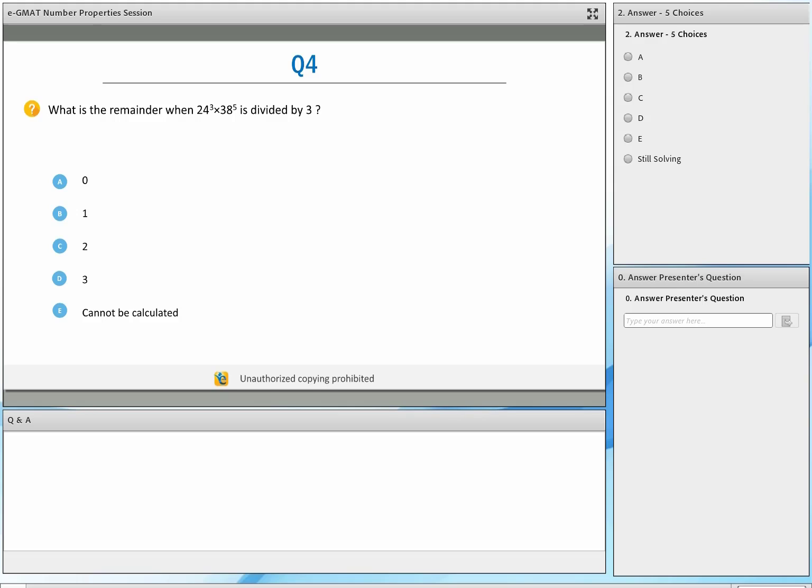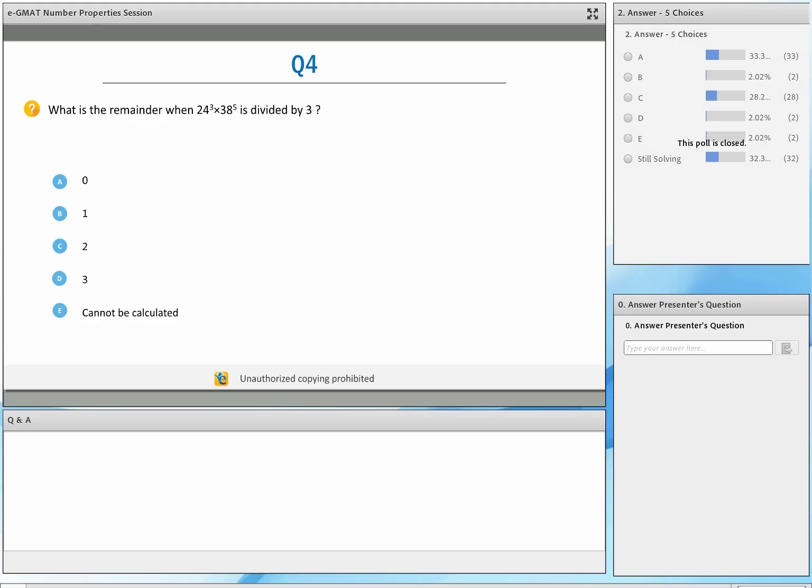All right, I'm going to end the poll here. I don't want to give you guys as much time for this question. And this is why, when I tell you what's going on here, you will understand why I stopped you from solving this question anymore. What is the remainder when 24 cubed times 38 to the power 5 is divided by 3?